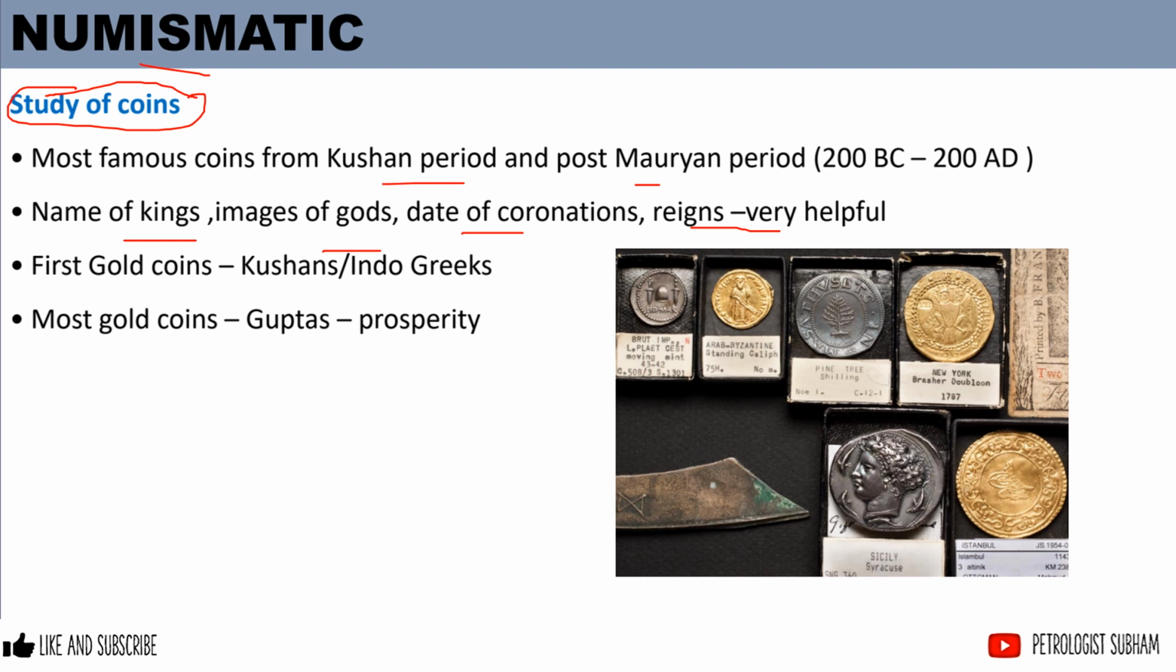Okay, important point from this particular slide is that the first gold coin was minted by Kushans. Kushans were also known as Indo-Greeks. Most of the gold coins were found from the Gupta period. Gupta period is also when our India got the name of what? सोने की चिड़िया, golden bird. Yes, during the Gupta period, India was the richest country in the whole world.